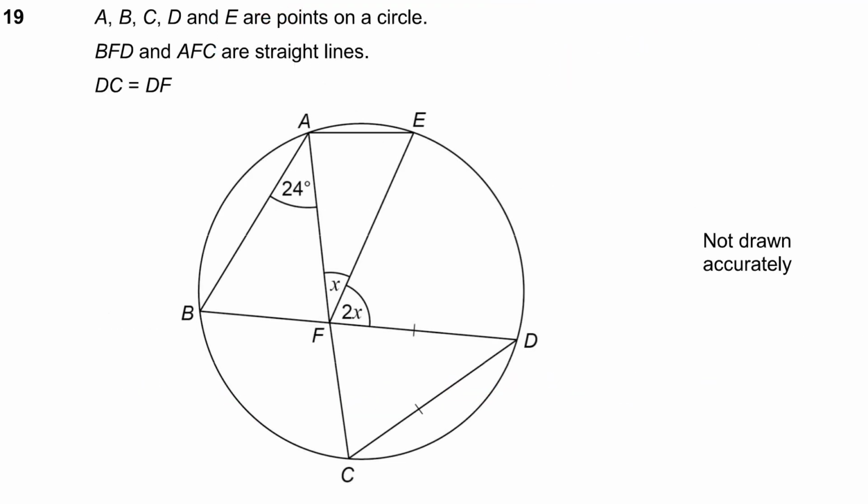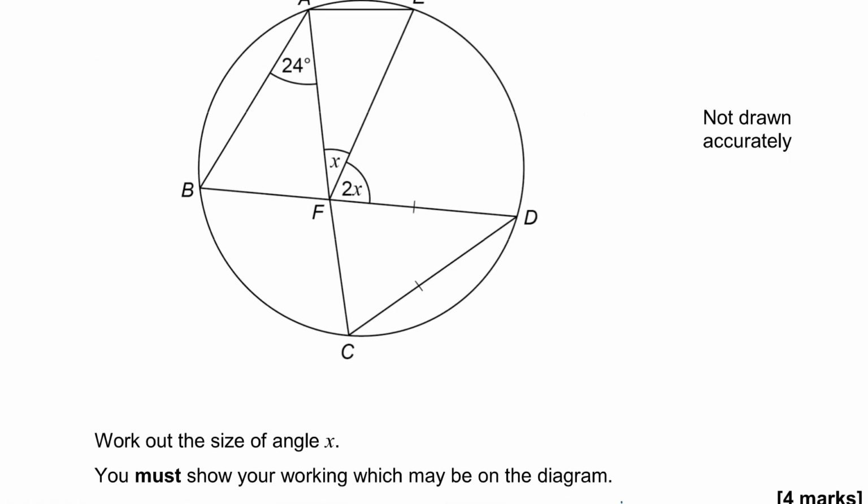Question 19. A, B, C, D, and E are points on a circle. BFD and AFC are straight lines, and we're told that DC is equal to DF. Now all that information is already on the diagram, plus we've got a few extra pieces of information. What we need to do is work out the size of angle X, which features here, and it also features again next door here. Okay, so we've got X appearing twice there.